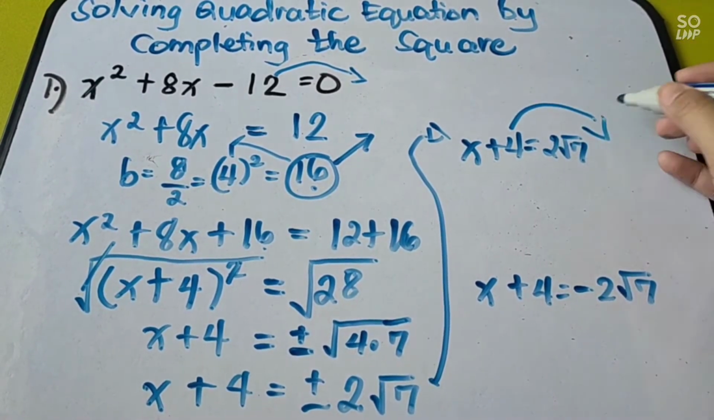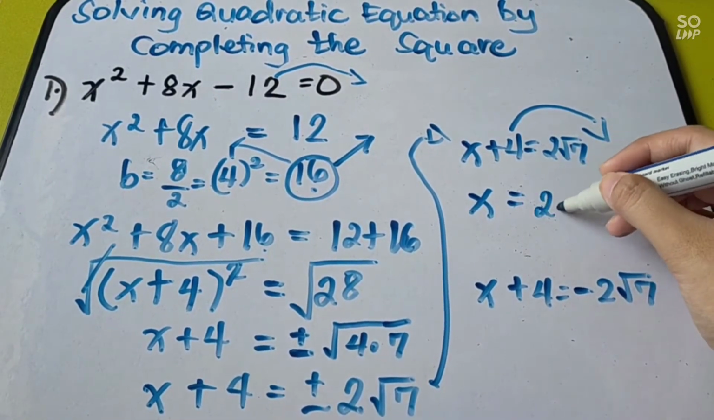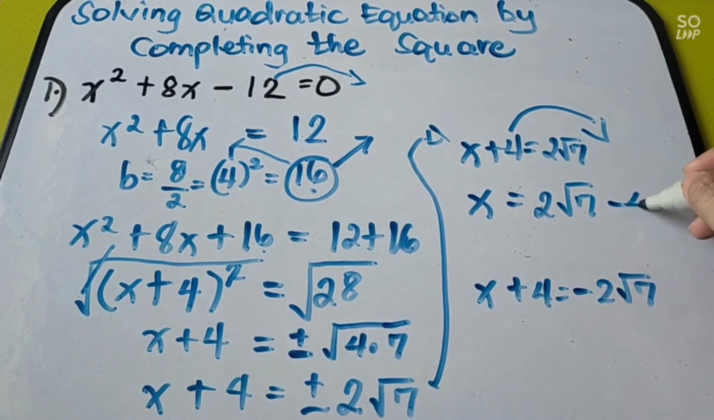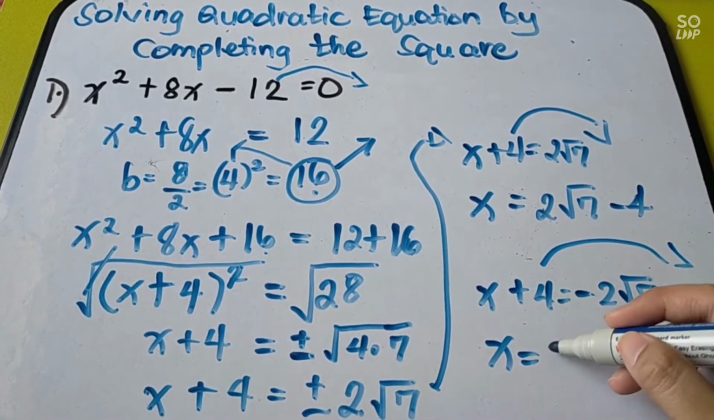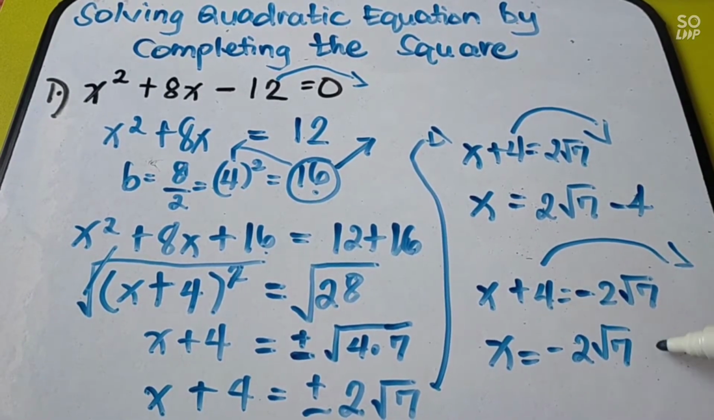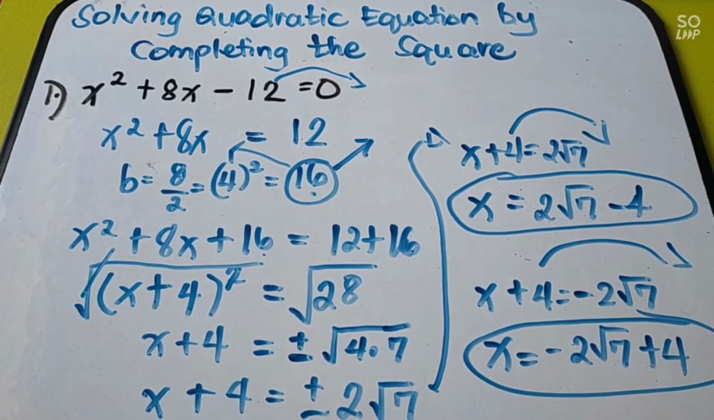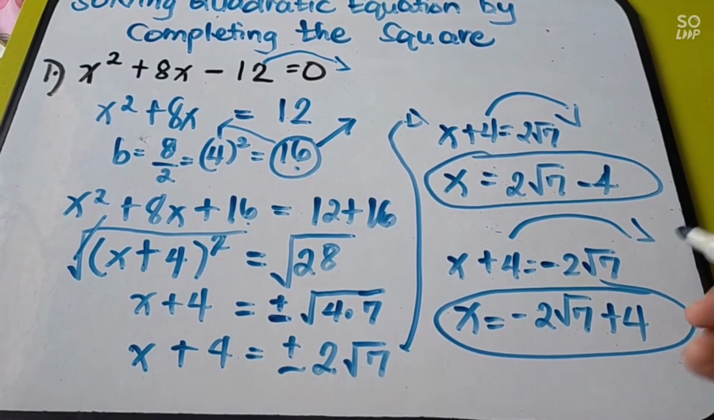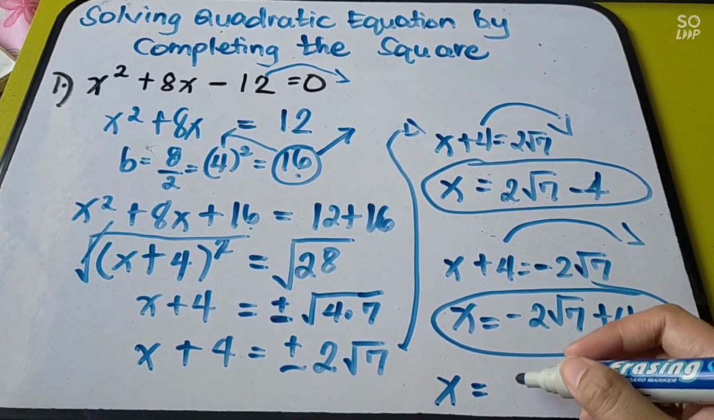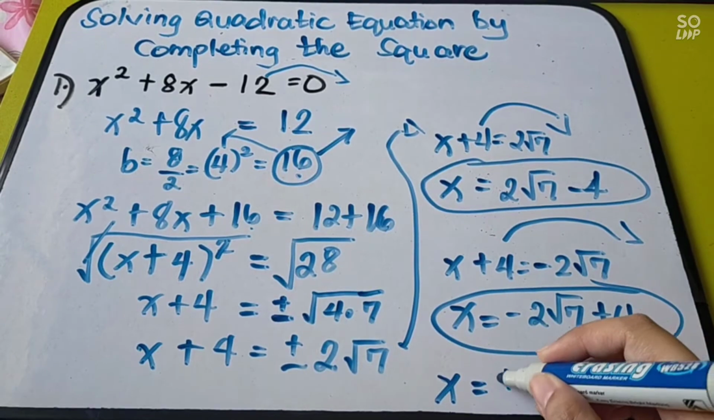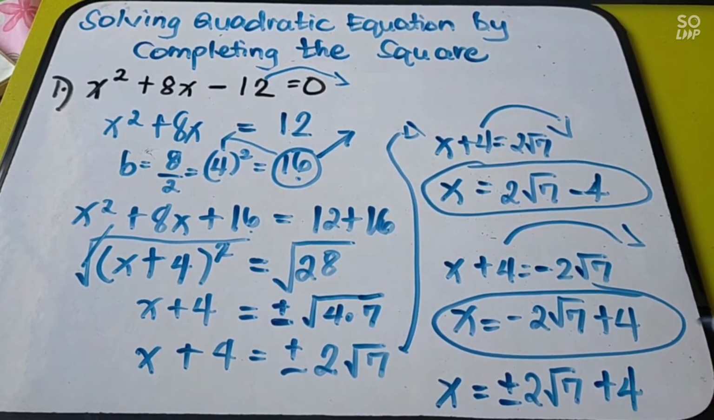Ayan. Then, we have now your answer. Itatranspose mo lang yung 4 to the other side. So, you have your x now. X is equal to 2 square root of 7 minus 4, and then x is equal to negative 2 square root of 7 minus 4. We're done. So, we have now your 2 x's. Okay? Or, pwede rin naman na ang sagot mo lang ay x is equal to, kung hindi mo siya paghihiwalayin, positive, negative 2 square root of 7 minus 4.